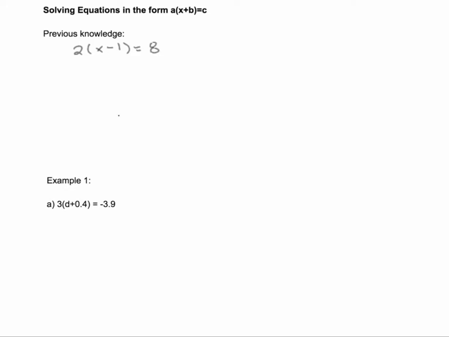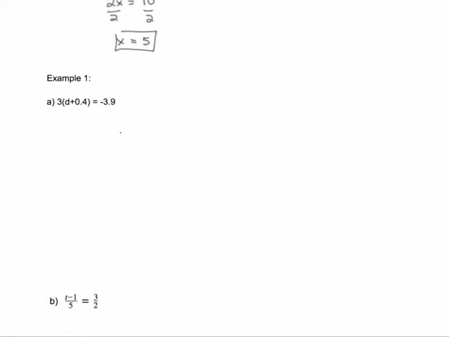You can solve this kind of equation in two different ways. You've either been taught to distribute the 2 and then solve like normal, or you can divide by the 2 first and then leave yourself with x minus 1. So in this question, I'm going to distribute first, leaving me with 2x minus 2 equals 8. And then we're solving like normal. Plus 2, 2x is equal to 10, and then divide by 2, giving us an answer of 5. Okay, so let's begin with our first example.